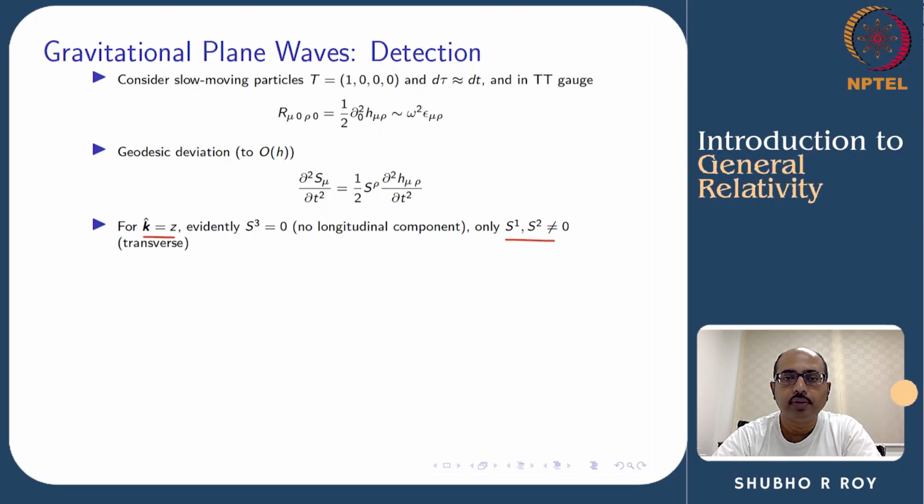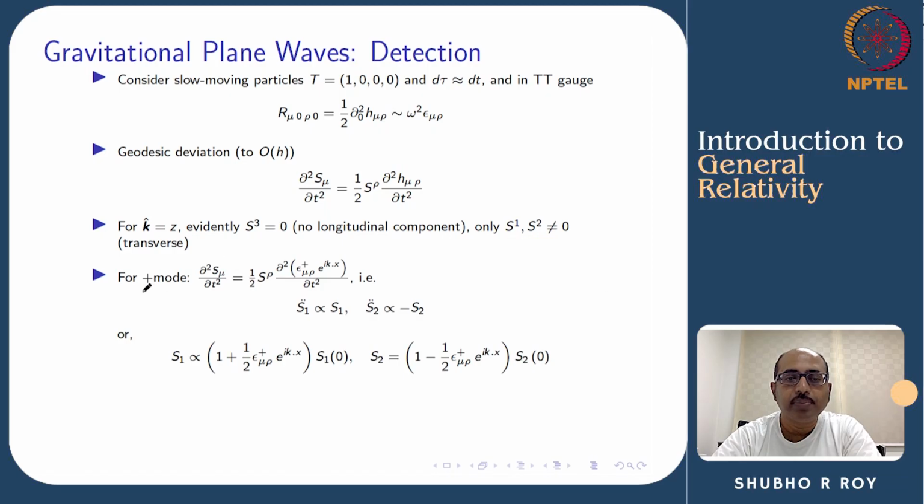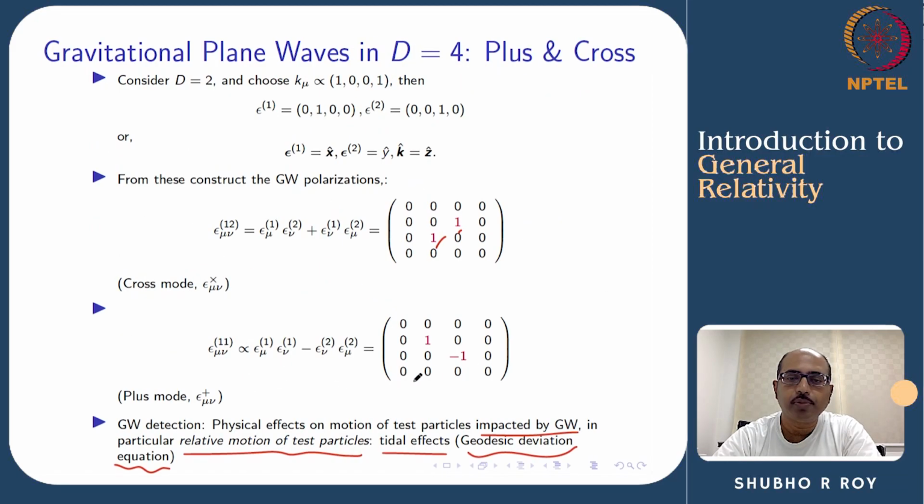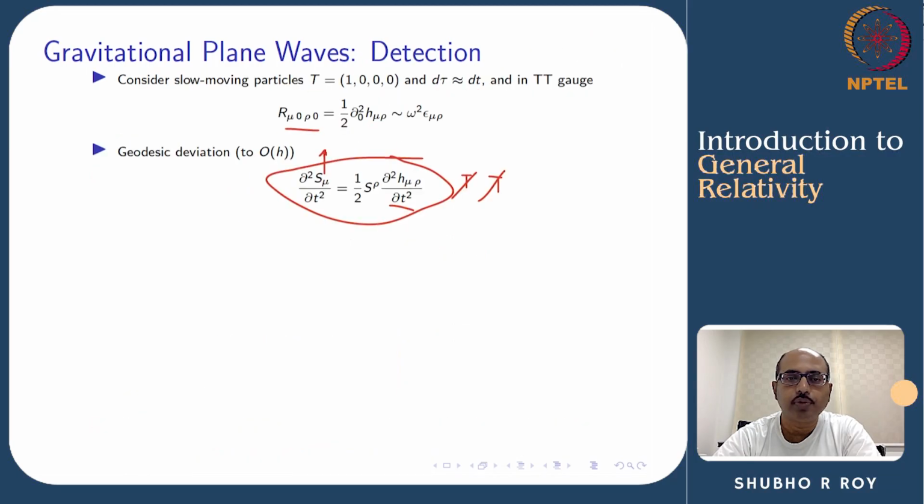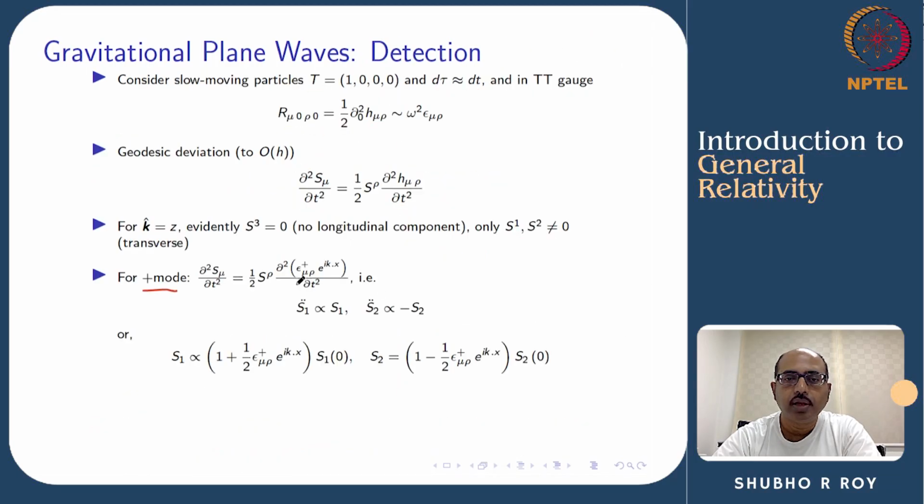Okay, so let's do that. Let's take the plus mode. Maybe I'm talking about the plus mode, so this is diagonal, but the components are 1 and minus 1. If I plug that in, of course, this is a matrix equation, but you can show that this implies this kind of an equation for the components S1 and S2. So for the details, please refer to Carroll.